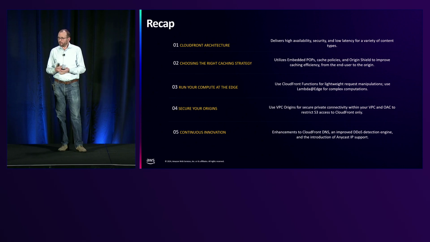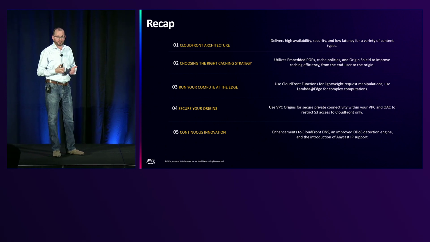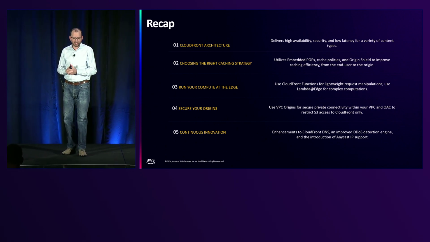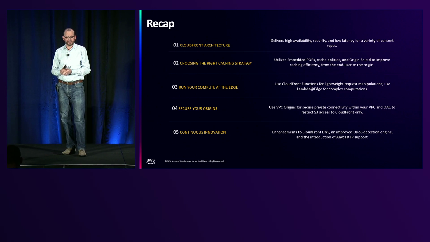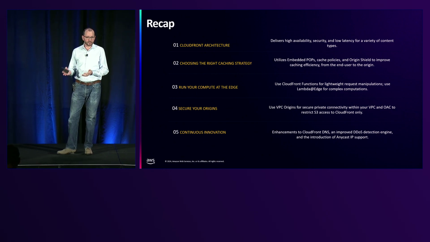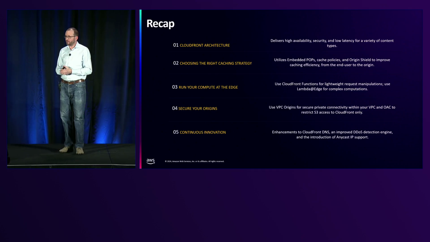So to recap, we've covered a lot of different ground in this session. We started with architecture, so how CloudFront is designed to deliver high availability and low latency for all types of content, with more than 700 POPs to get content closer to your end users. Content is fetched from your origins over the AWS backbone network, so avoiding congestion on the public internet. And we're paired with major ISPs all over the world.